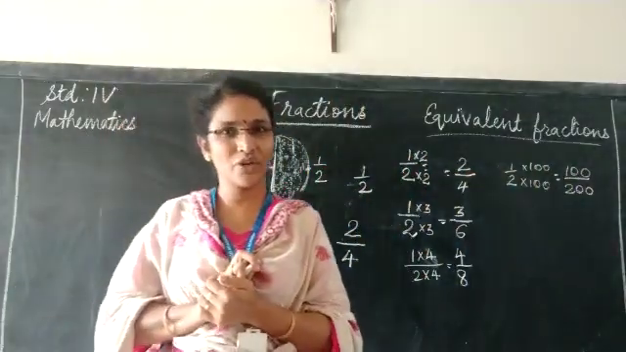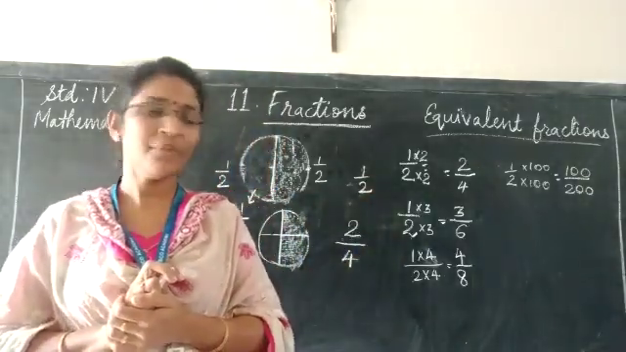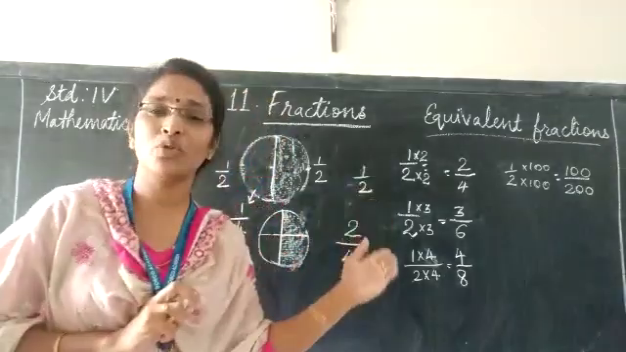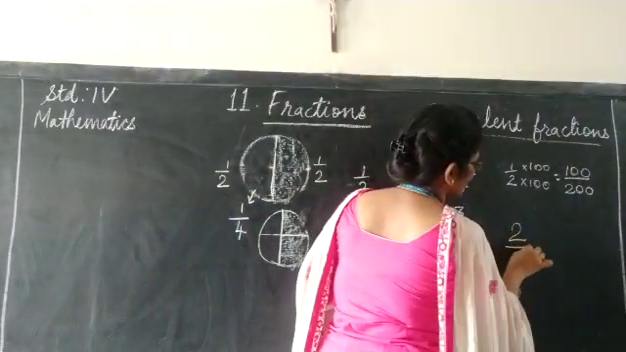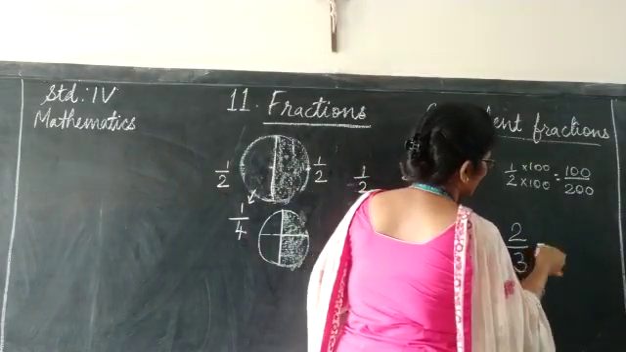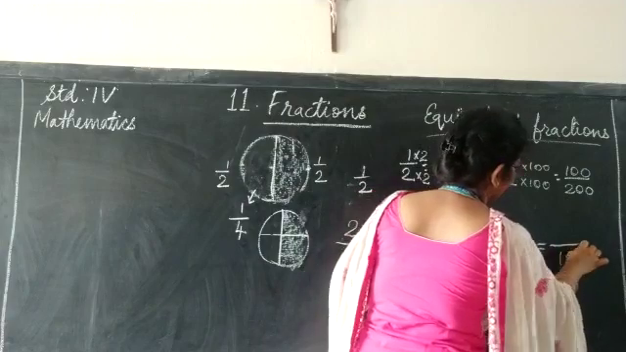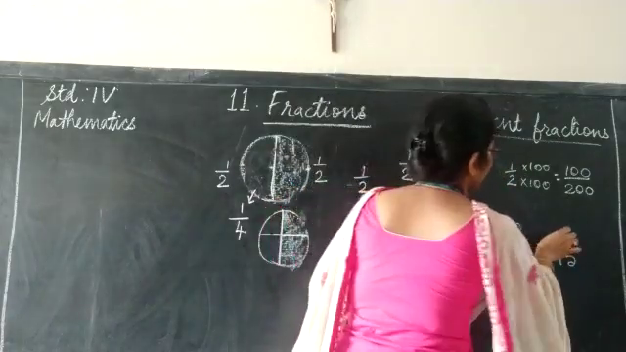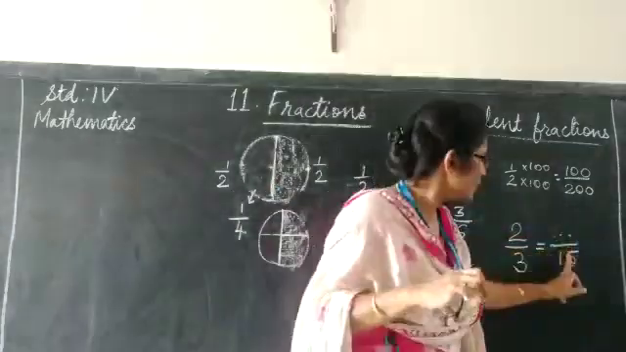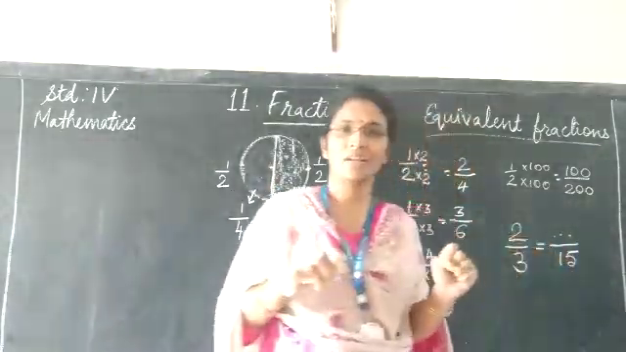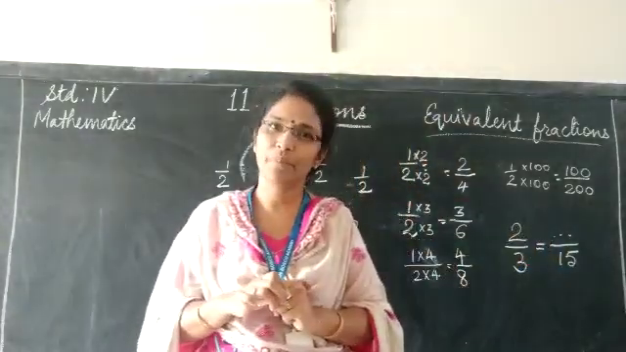There will be questions for you to find the equivalent fractions, and this is the way you have to do. Okay? Now, sometimes the same question will be given in some other way. For example, 2 by 3 is equal to dash by 15. You can see here, this is a fraction. That side also is given a fraction. And what sign is given in between? Equal sign is given between.